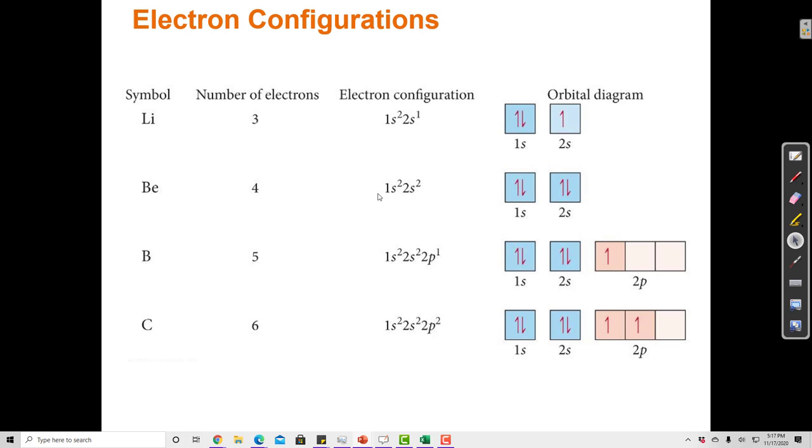Beryllium has 4 electrons, 2 plus 2. Here's the orbital diagram. Boron has 5, 2 plus 2 plus 1. Carbon has 6, 2 plus 2 plus 2. And those 2 electrons in 2p, because of Hund's rule, go in one at a time, like passengers on a bus.